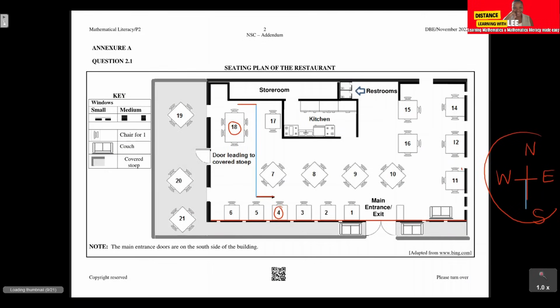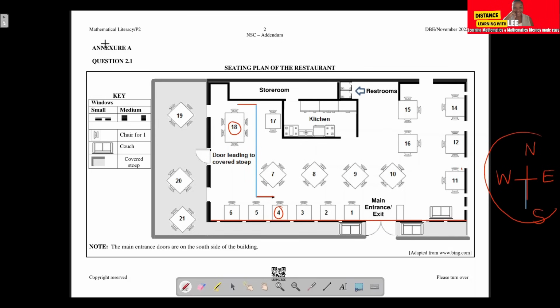So let us see. With this question, the trick is not to be fooled into thinking that because I see a 21 on a table, I technically have 21 tables. Don't be fooled. Literally count and check if there are actually 21 tables, because you'll find that maybe one table has been removed. So let's check. You've got 1, 2, 3, 4, 5, 6, 7, 8, 9, 10, 11, 12.